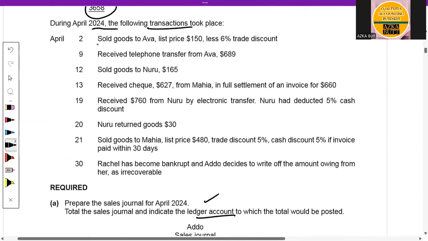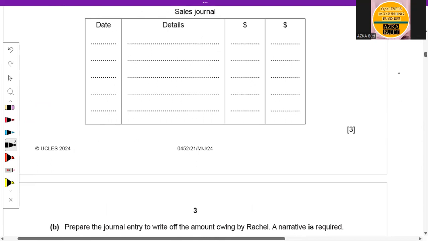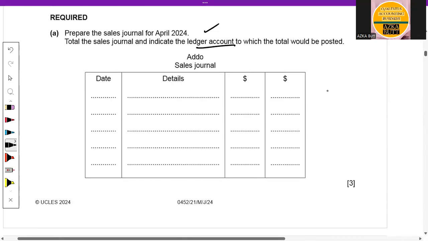So what happened on second? Sold goods to Ava. List price of 150 less 6% trade discount. So first of all, 150 multiplied by 6% discount is $9. So we have to record it here. This is the transaction for 2024, and it happened on April 2. So Ava, 150 minus 9, you have 141.